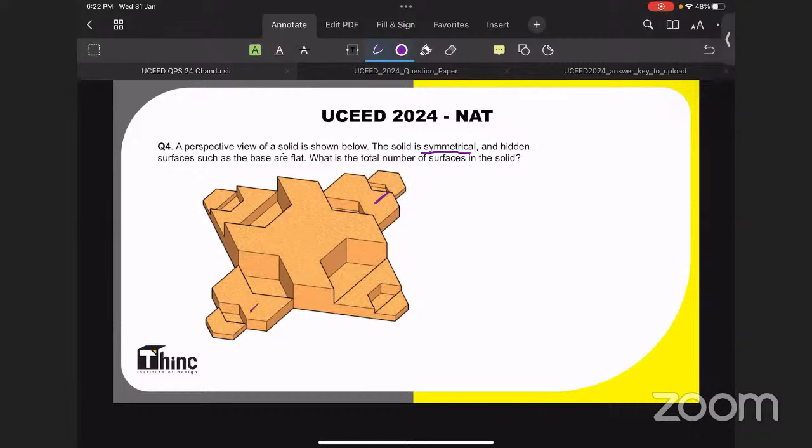This side as well as this side are identical. This side as well as this side are identical. So just count from here. So over here, how many? 1, 2, 3. This is the 4th one. This is the 5th one. 6, 7, 8, 9, 10. This is 11. This is 12.